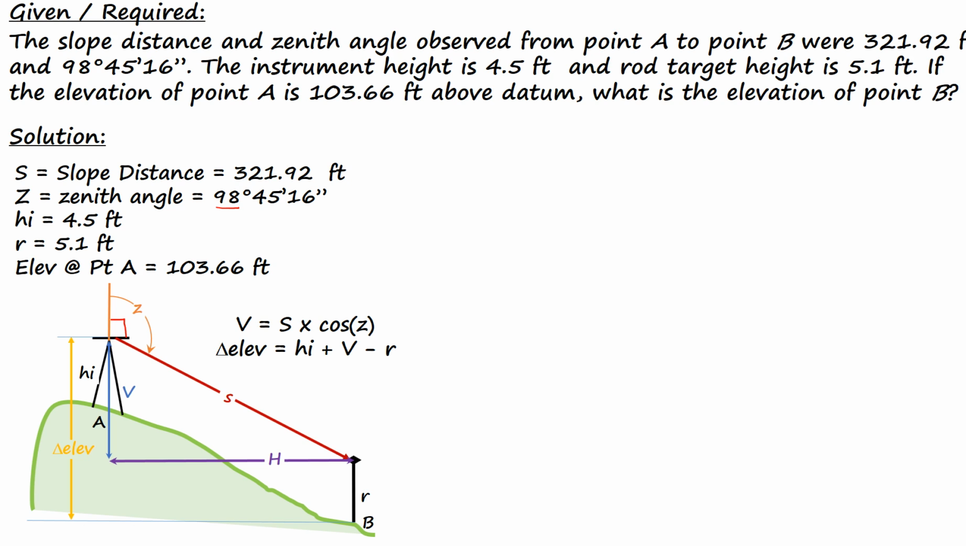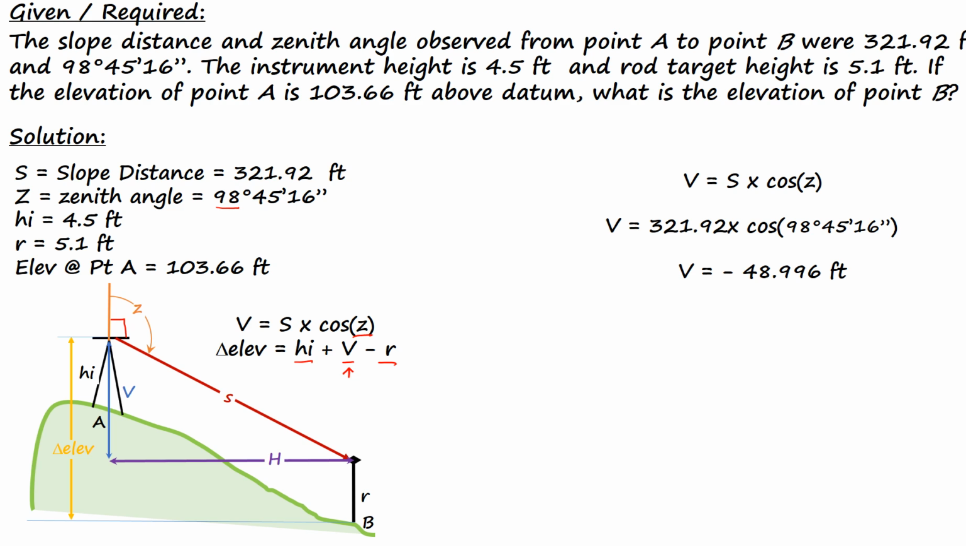These are the equations we'll use. The vertical distance is equal to the slope distance times cosine of the zenith angle. And the change in elevation is the instrument height plus the vertical distance minus the rod height. Note again, the vertical distance when you're looking downhill will be a negative number. So we're going to plug into our equation to solve for the vertical distance. We have 321.92 times the cosine of 98 degrees, 45 minutes, and 16 seconds. This gives us a negative 48.996.